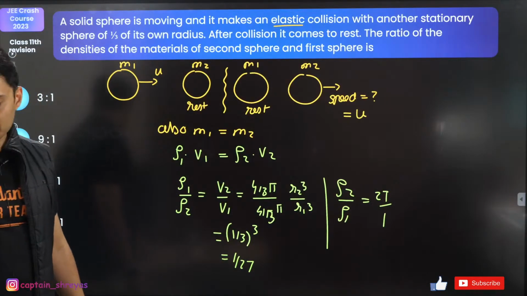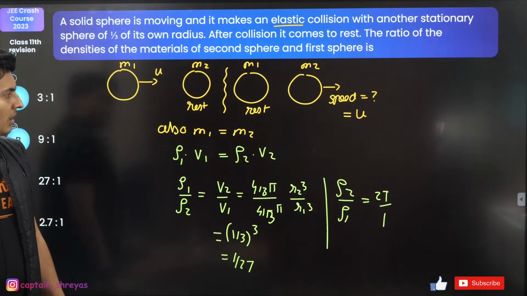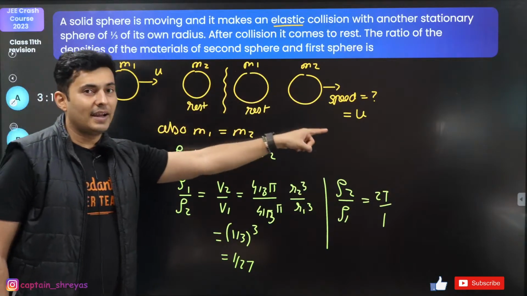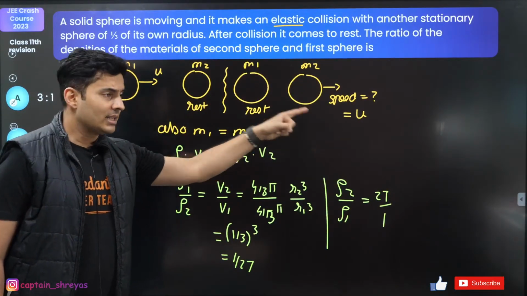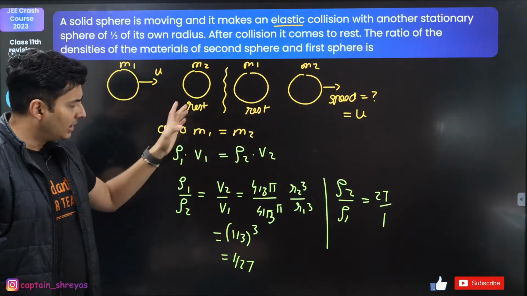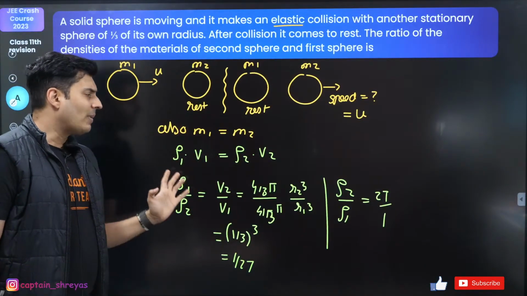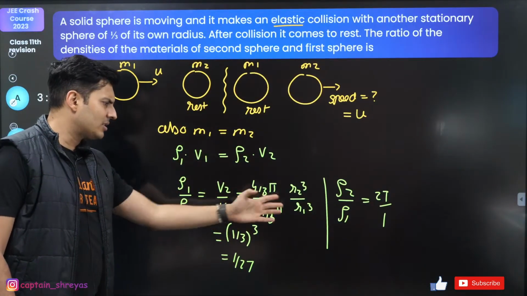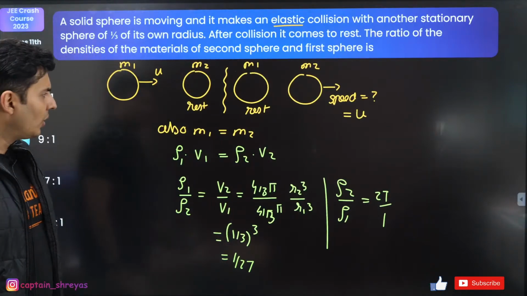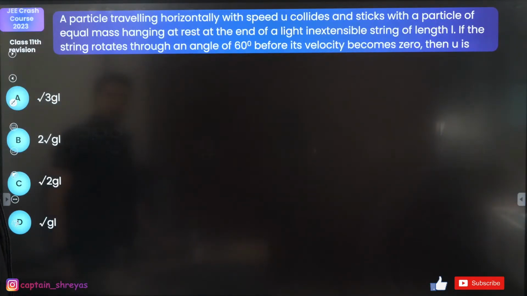Perfecto, Siva. Is that okay? Everybody understood? The property of elastic collisions has been used here. That's why the speeds get interchanged, and that's why the masses should be equal. Masses are density into volume. Rest is just simple ratios. Moving on to the next question coming up on your screen.